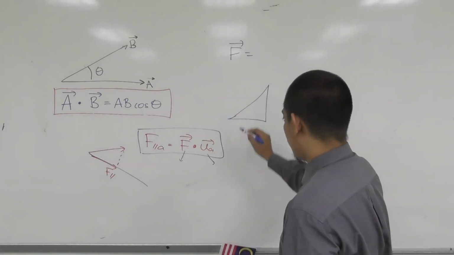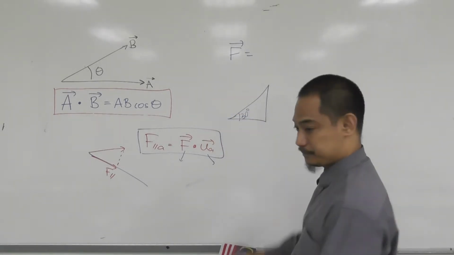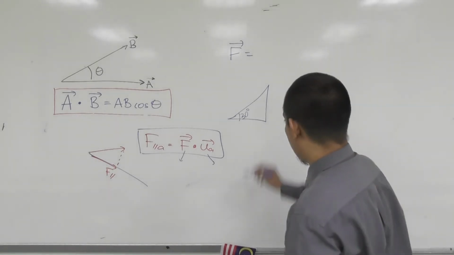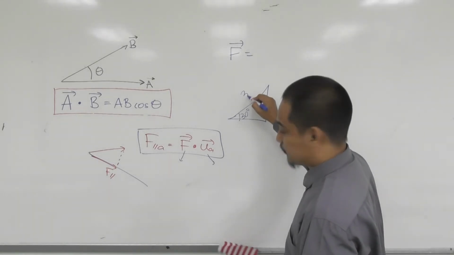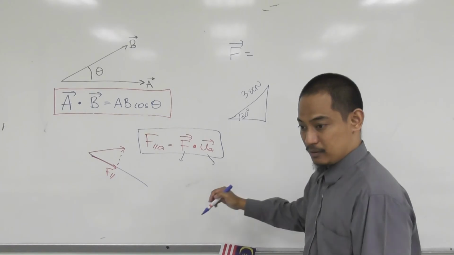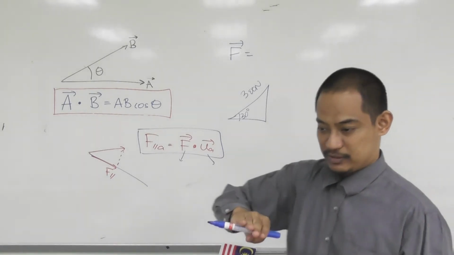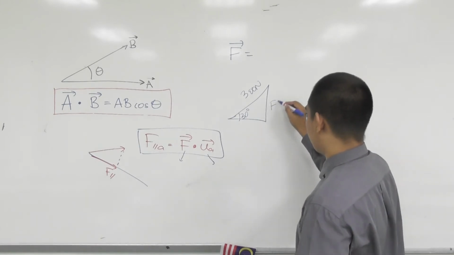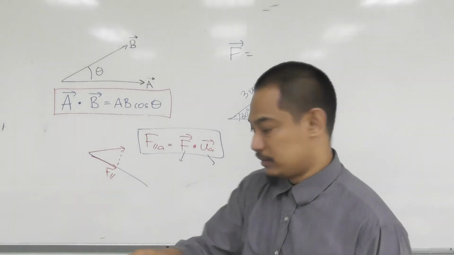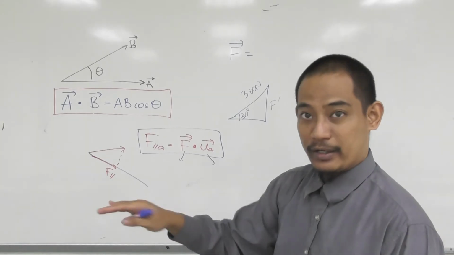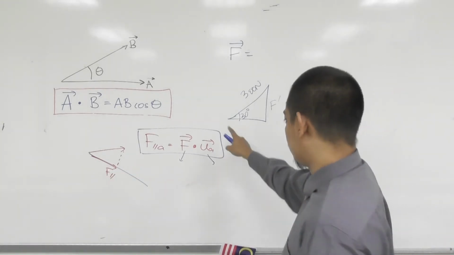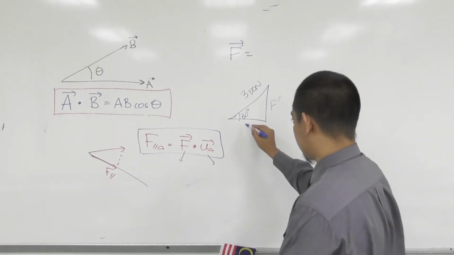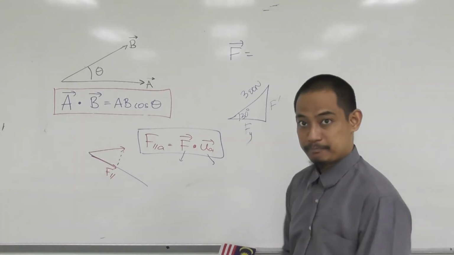The shaded one, where this is 30 degrees, right? And this is the 300 Newton. Okay, this line here is still on the slanting line, right? We'll just name it F prime there. And this one here is actually the y-axis, right? If you notice, this one is along the y-axis. So this is Fy, right?